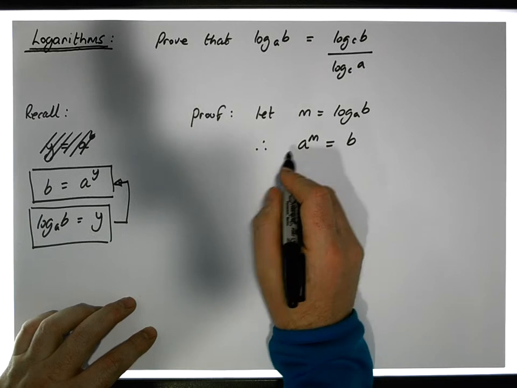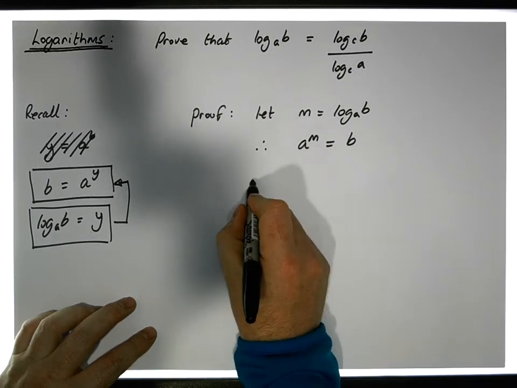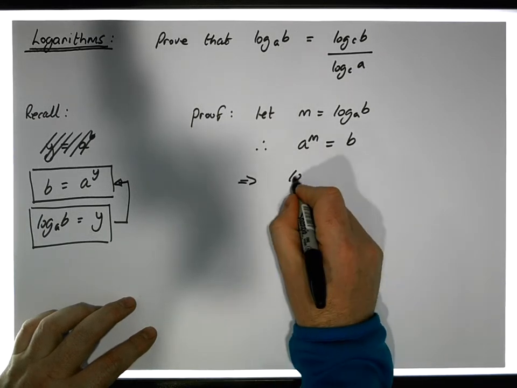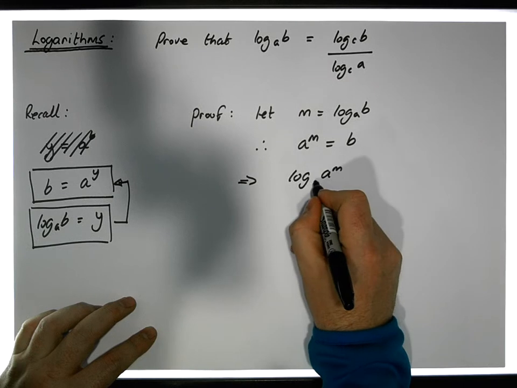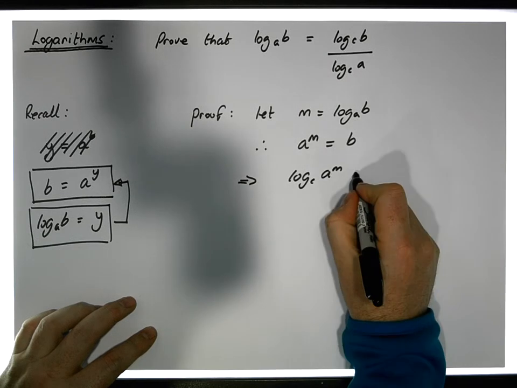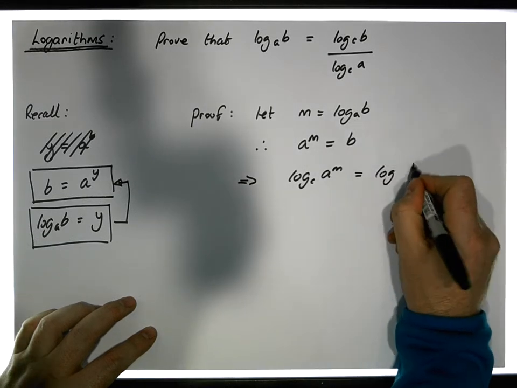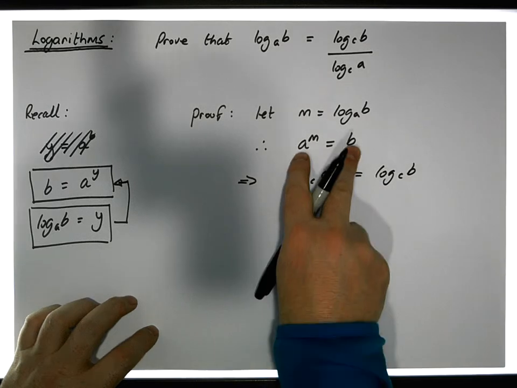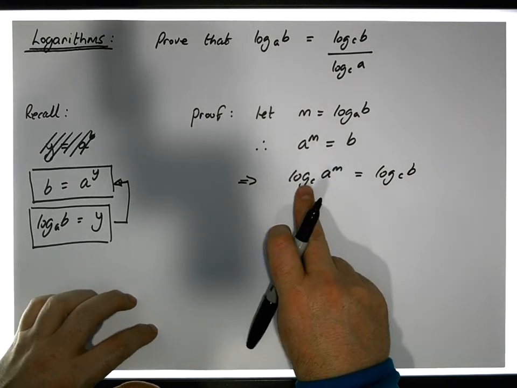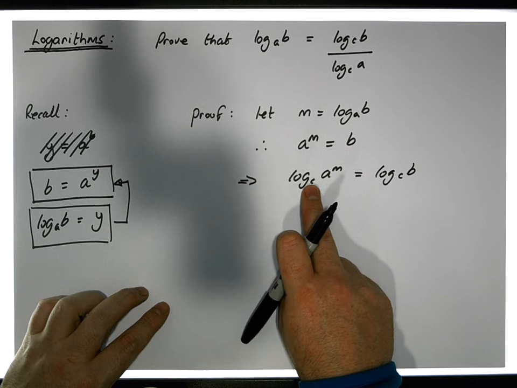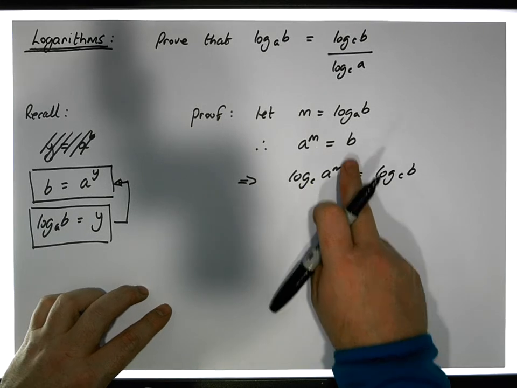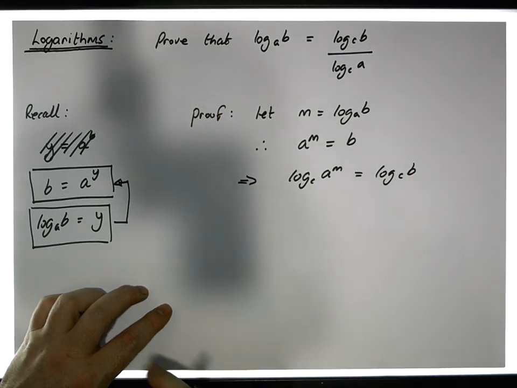Okay, so if a to the m is equal to b, then that implies that the log of a to the m to some other base c must be equal to the log of b to the base c. These two things are equal. So when I calculate the log of a to the m to a new base, that will be the same as calculating the log of b to this new base.